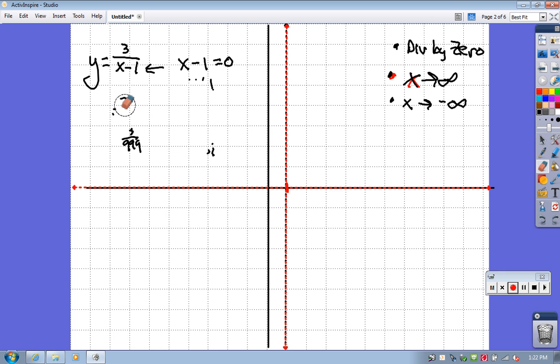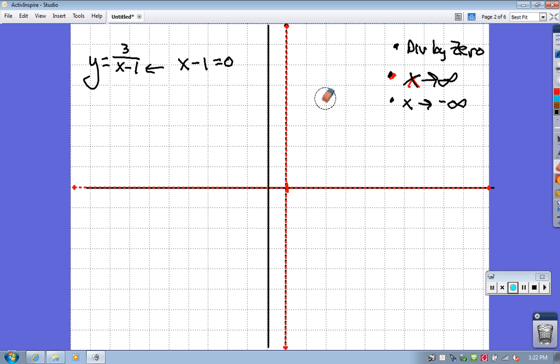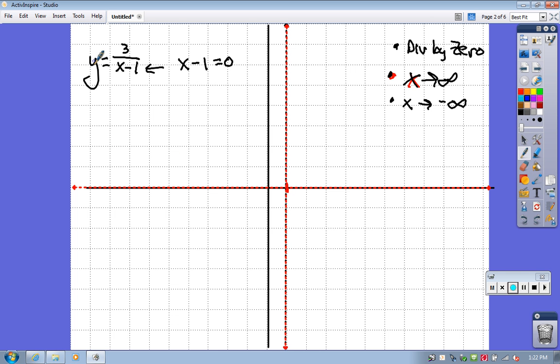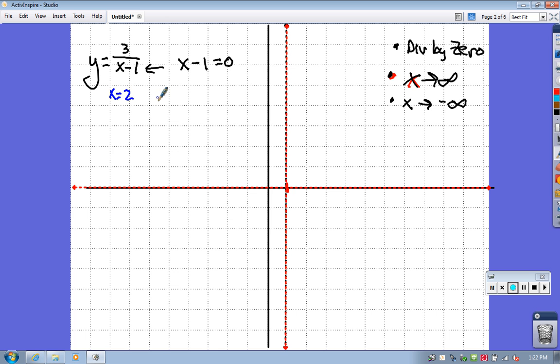Erase a little bit. So when x is 2, plug it in, I have 3 over 2 minus 1, which is 3. So when x is 2, y is 3. 2, 1, 2, 3. So I know it goes through this point. And I've already determined that it gets closer and closer to 0 from here. I've already determined that as x gets closer and closer to 1 from the positive side, it goes up towards positive infinity.